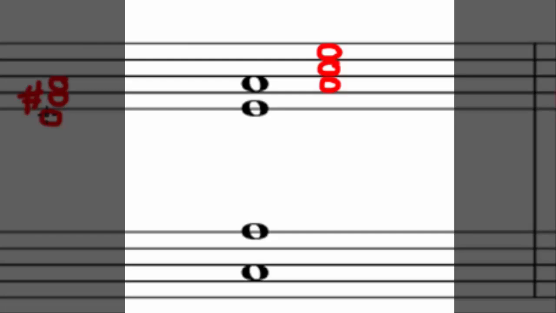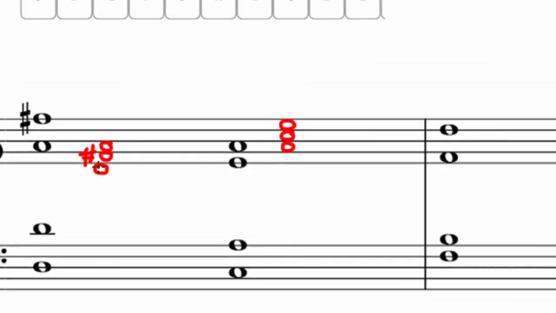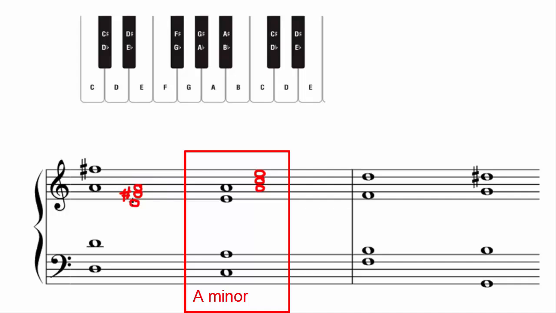Our second step is to look at the bass note in the chord to tell us what the inversion is. In this case, the bass note is a C. And since the C is the third, that means we are looking at a first inversion chord. However, the chord takes its name from the root. So the chord we are looking at is an A minor chord in first inversion. Remember that first inversion can sometimes be marked using the numbers 6, 3, or even sometimes just 6 as a short form.